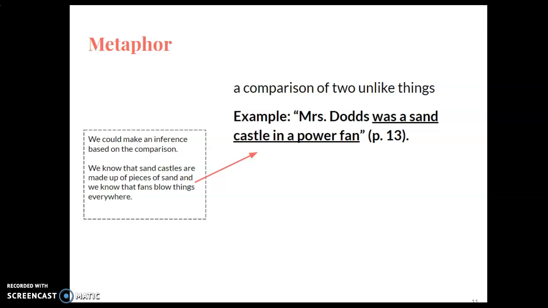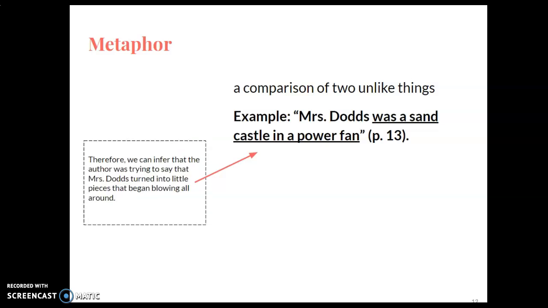We can make an inference based on the comparison. We know that sandcastles are made up of little pieces of sand, and we know that a fan blows things all over the place. Therefore, we can most likely infer that the author is trying to say that Mrs. Dodds turned into a bunch of little pieces that began blowing all around. Safe to say, she might not come back.